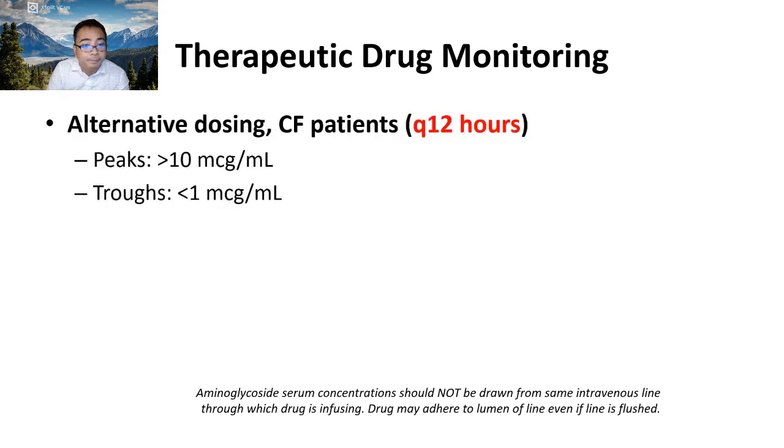Okay? An alternative dosing would be, kung basta gumamit ka ng Q12 for CF patients, for patients with cystic fibrosis, the desired peak should be greater than 10, but the trough should be less than 1. Right? Okay, so that's pretty much class, the end of the topic for today regarding aminoglycosides.